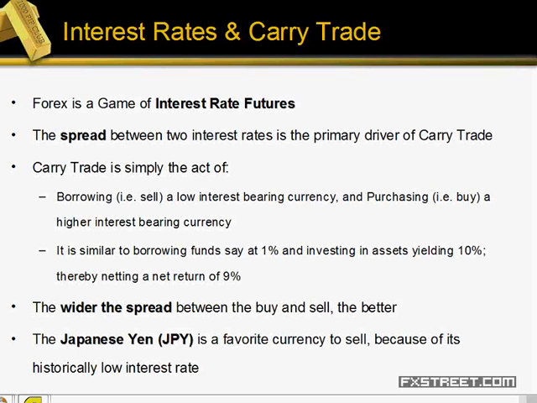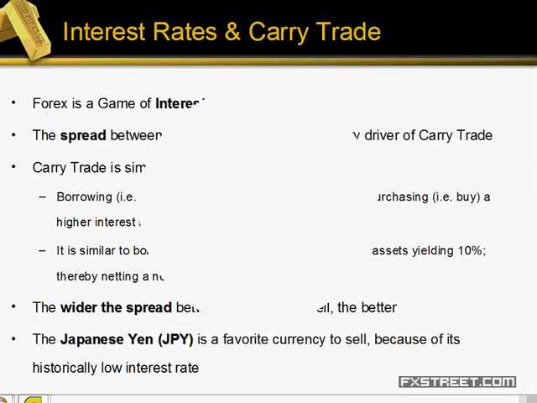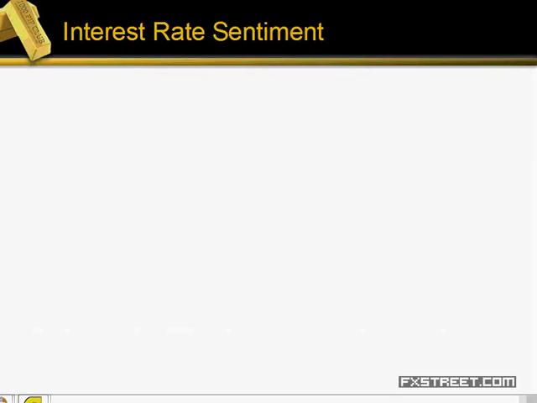Okay, and obviously for years now, the Japanese yen has been the real driver of the carry trade because it's consistently been the lowest interest rate currency out there. But that becomes a problem when the Bank of Japan starts to intervene. Okay. Again, it's a game of interest rate futures.